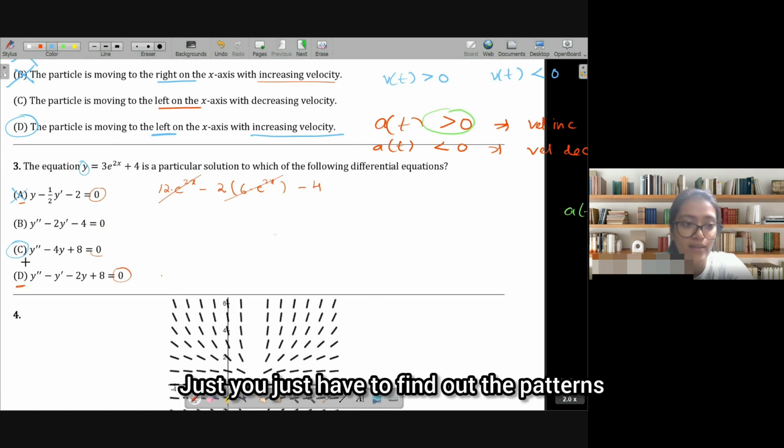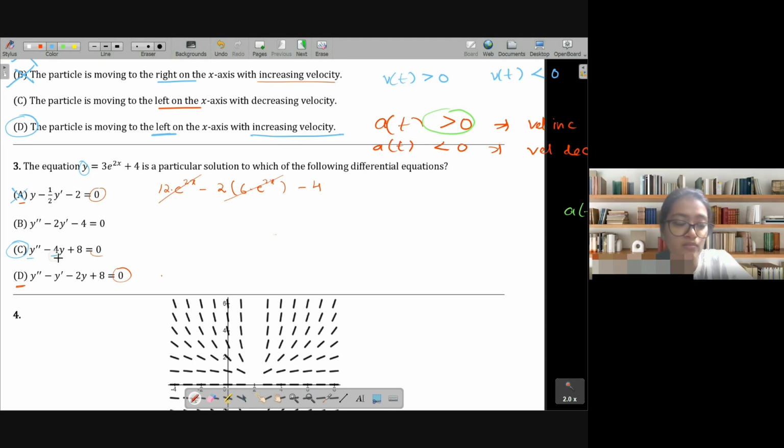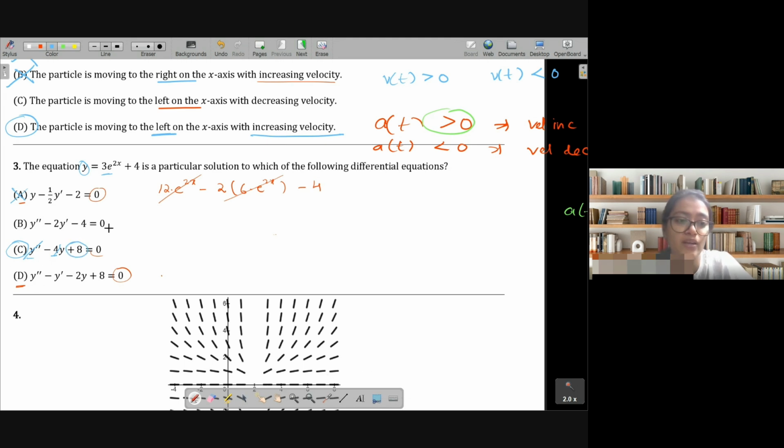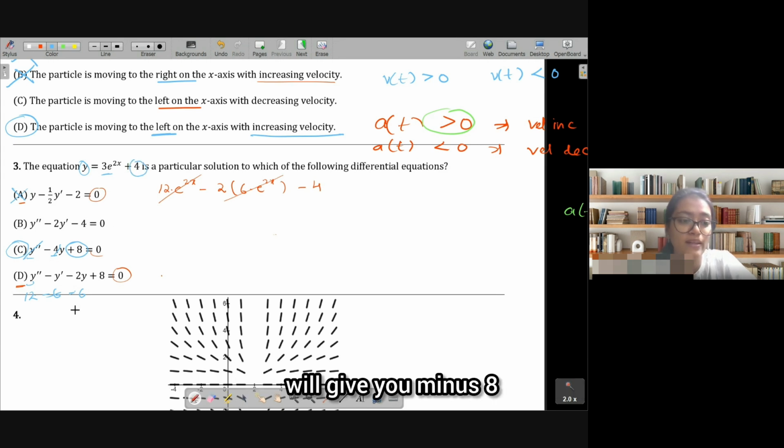You just have to find out the pattern. See, y double prime will give you 12 e raised to 2x. 4 multiplied by this thing will again give you 12 e raised to 2x. So these two will get cancelled, but this plus 8 will remain. Now in answer choice D, y double prime will give you 12, minus y prime will give you 6, and minus 2 will give you 6. So these two will get cancelled. And because of minus 2, minus 2 times 4 will give you minus 8 and plus 8. Now here you will get 0.